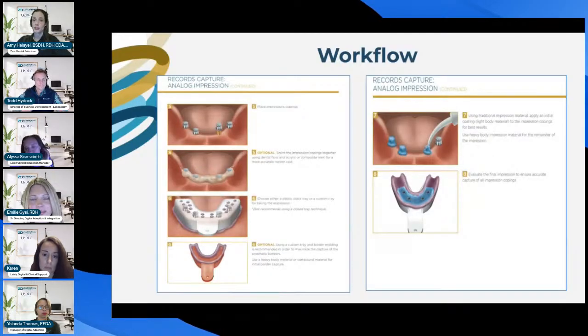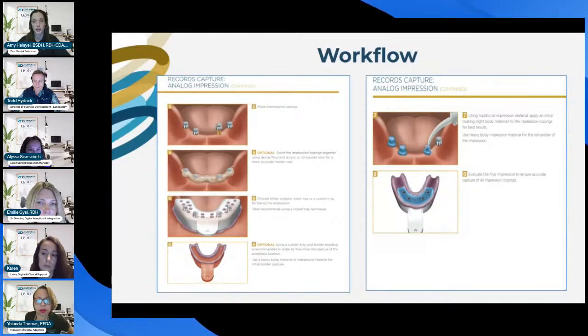So again, this is just another image of what I was talking about, where you're snapping on those impression copings. That next image down shows that you can make a verification jig chairside, take an impression of those impression copings, send it off to your lab, and then they will move forward and fabricate that overdenture or locator fixed prosthesis with your analog impression copings.